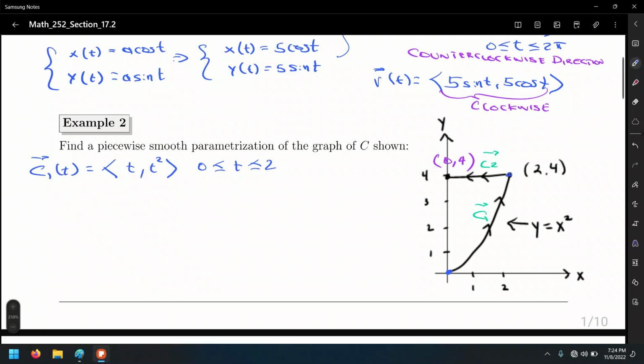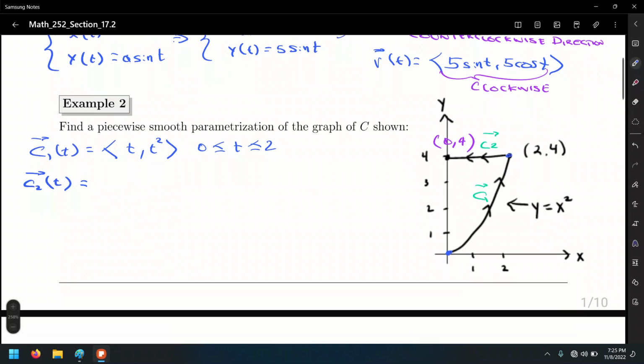All right, C2. So what's C2? Number 1, we need to be very careful when parameterizing this one right here, because at least in this example, I'm going to go from t equals 0 to t equals 2, and then I'm going to continue from t equals 2 to t equals 3. So we will need to make certain adjustments in order to make this work this way.